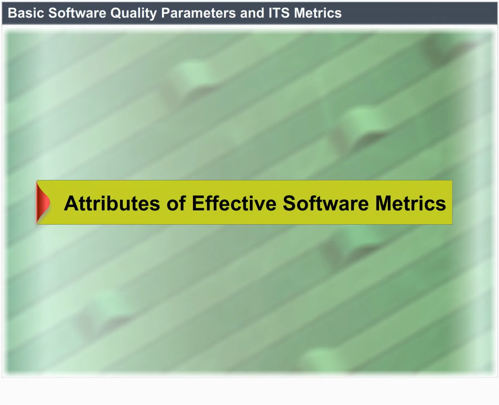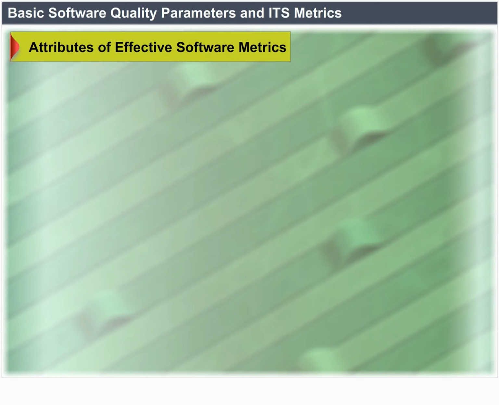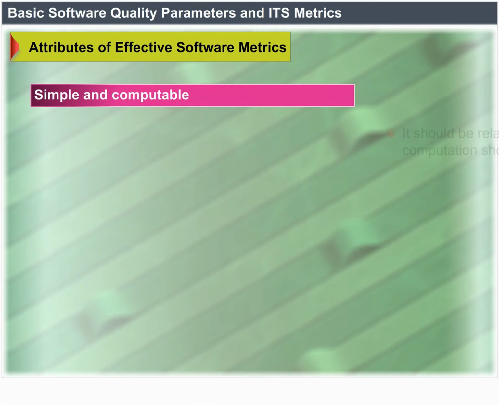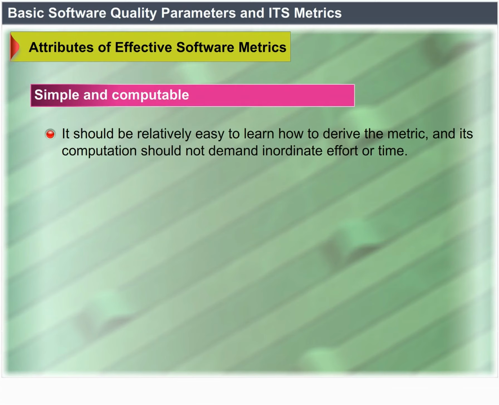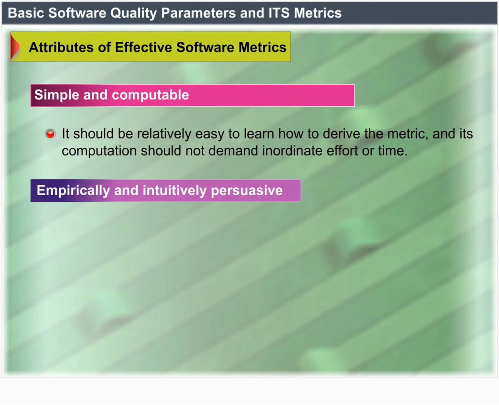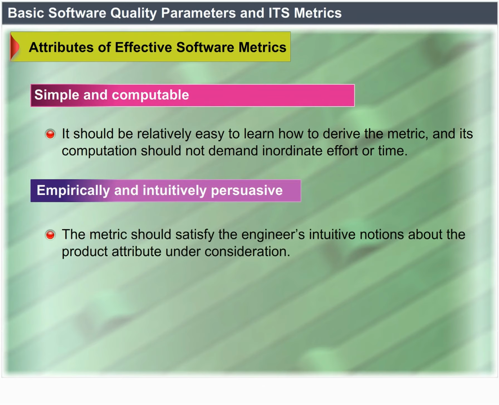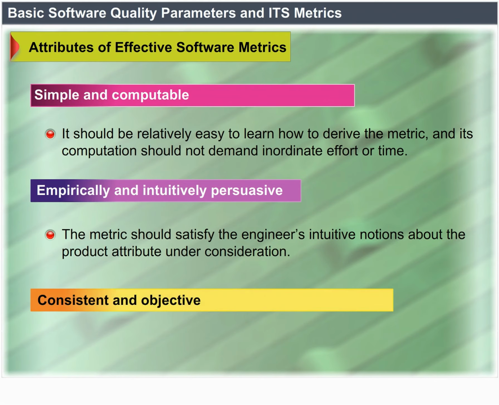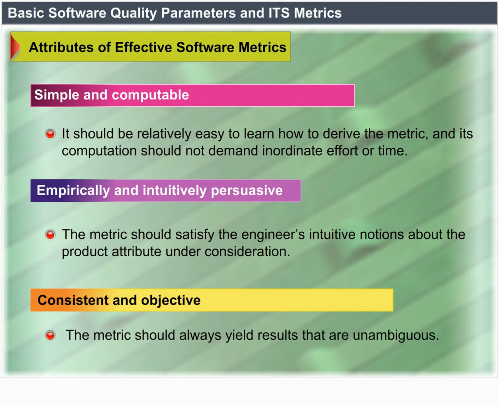Attributes of effective software metrics. Simple and computable: it should be relatively easy to learn how to derive the metric, and its computation should not demand inordinate effort or time. Empirically and intuitively persuasive: the metric should satisfy the engineer's intuitive notions about the product attribute under consideration. Consistent and objective: the metric should always yield results that are unambiguous.